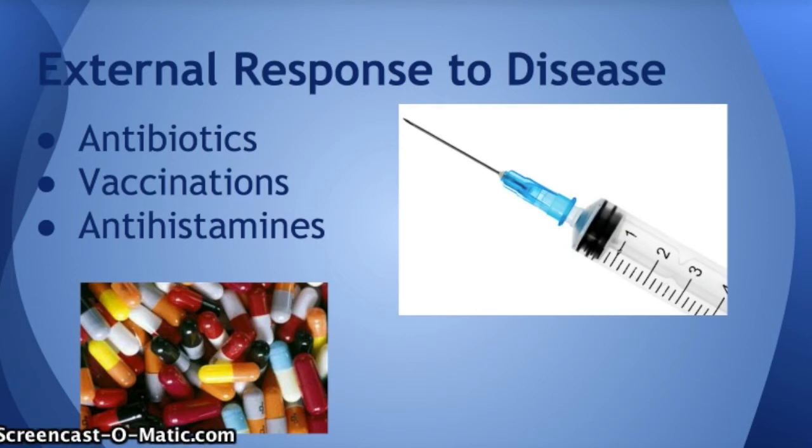Antibiotics inhibit the growth of or kill bacteria. Antibiotics are used to stop disease. Antihistamines stop the immune system's inflammatory response by counteracting the histamine in the body. So antibiotics and antihistamines are used when infection has already occurred, and so it's just inhibiting the continuation of that infection. And that's all for response to disease.